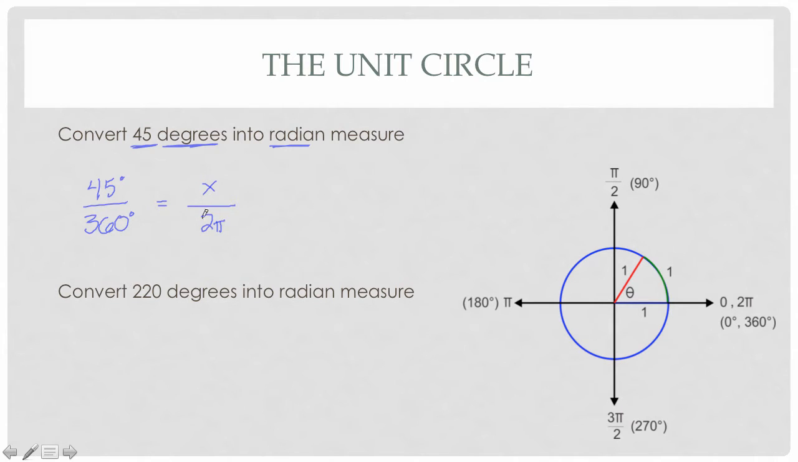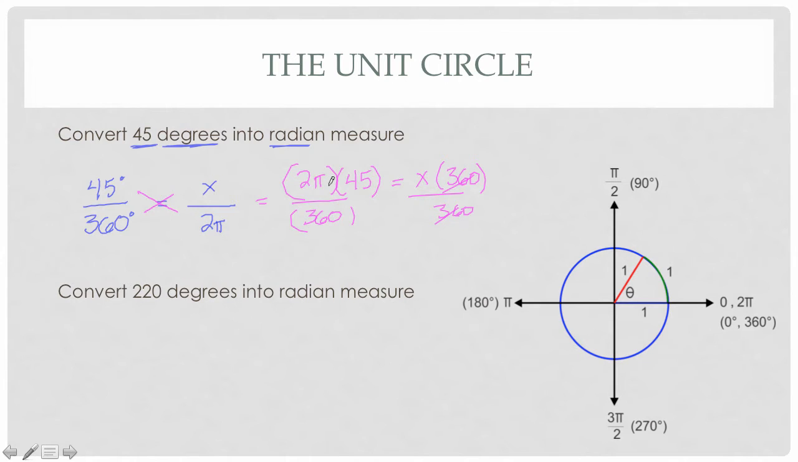360 is the total, 2 pi is the total, so we're finding the same ratio of the part. To solve this, it's just a cross multiplication problem, right? So that equals 2 pi times 45 equals x times 360. And you can quickly see if I divide both sides by 360, our unknown angle measure, we just take 45 divided by 360 and multiply it by 2 pi.